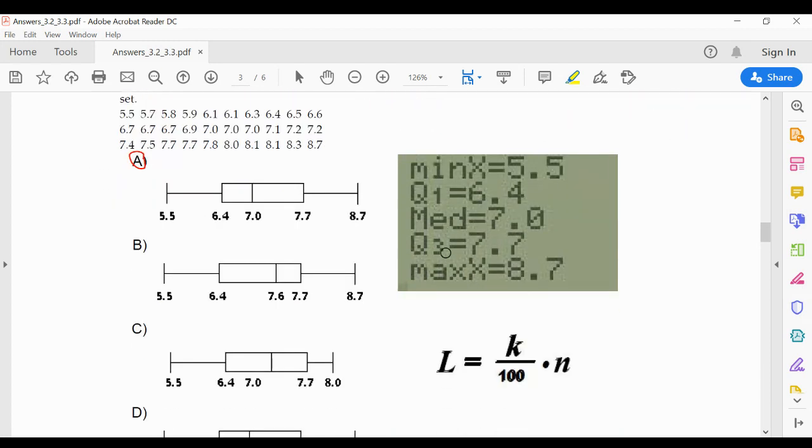Box plots, there are ways I can have my calculator actually construct that box plot. Not necessary. It's called a 5-number summary as well as a box plot.